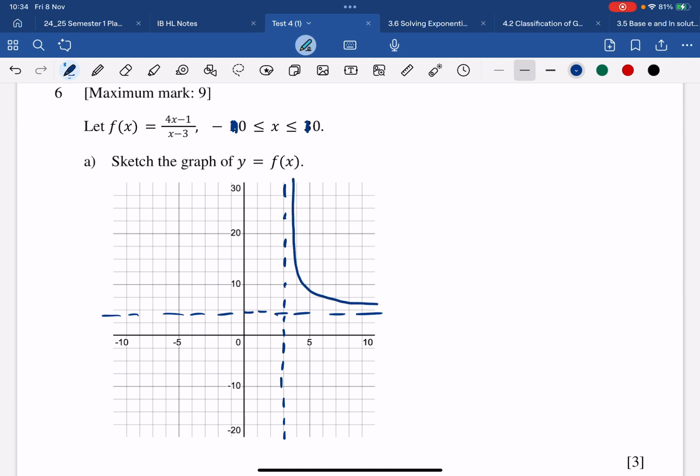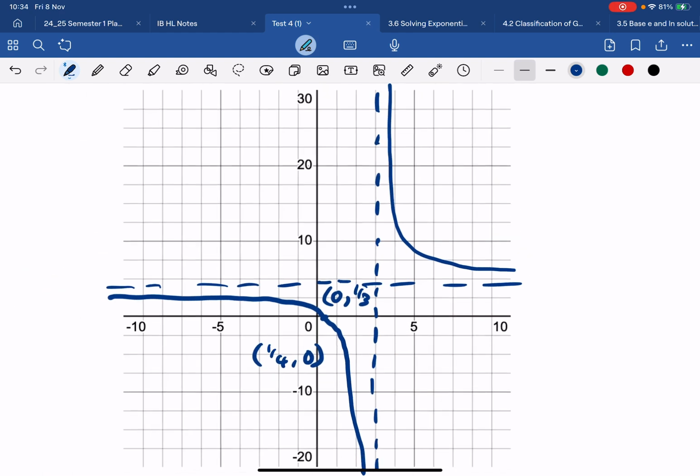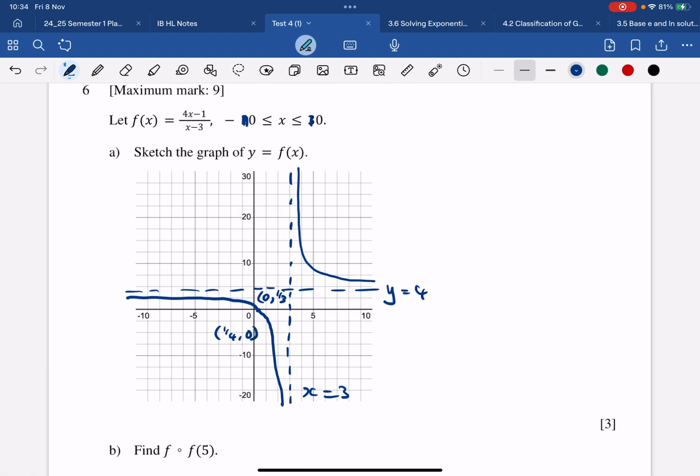The only thing I really need are the points that it goes through here. So if I home in on these, I think we have 0, a third, and this one here is a quarter and 0. So that's fine. Just as long as you label this one as x equals 3 and this one y equals 4, and there's your sketch all done.